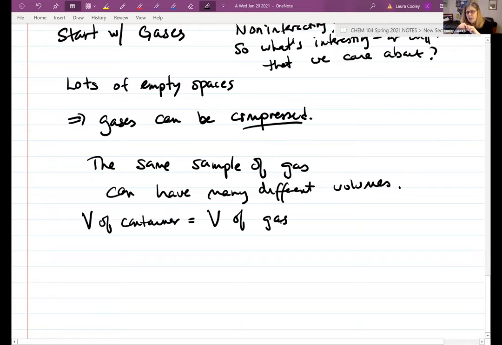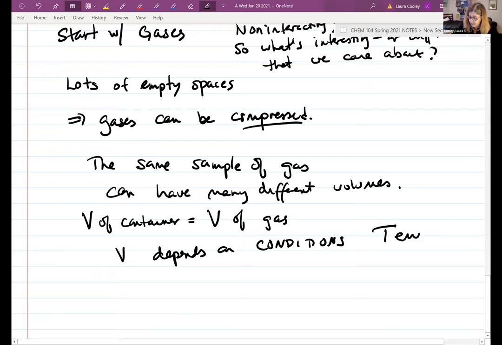So you always know what the volume of the gas is. It's whatever the volume of the container is. But it doesn't mean that everything about that gas sample is the same, because the pressure could be different or the temperature could be different. So it depends on the size of the container, and also the volume depends on the conditions. And when we talk about gases, we talk about temperature and we talk about pressure. Those are very important concepts to understand for this particular unit.